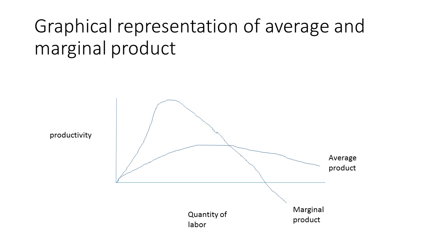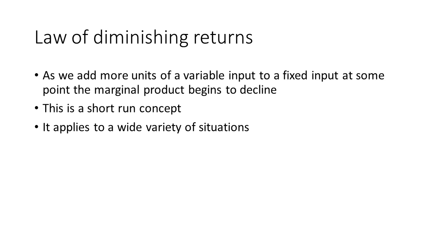But the major thing to see here is that the marginal product actually intersects the average product at the maximum point on the average product curve. In fact, what is really going on here is the marginal product is literally pulling the average up when it's above it and pulling it down when it's below it.